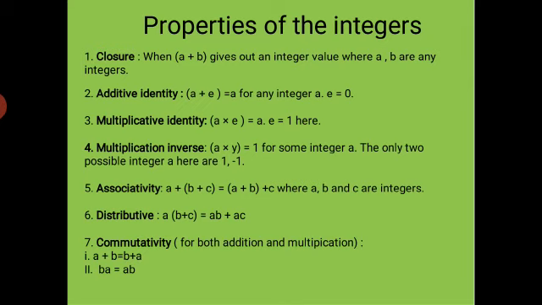Then we have commutativity for both addition and multiplication. A plus B will be equal to B plus A. When you have two integers, no matter the way you position and add them, the result becomes the same, and that property is termed commutativity. When you have two integers, no matter how you position them to multiply them, the result is the same, which is also termed commutativity.